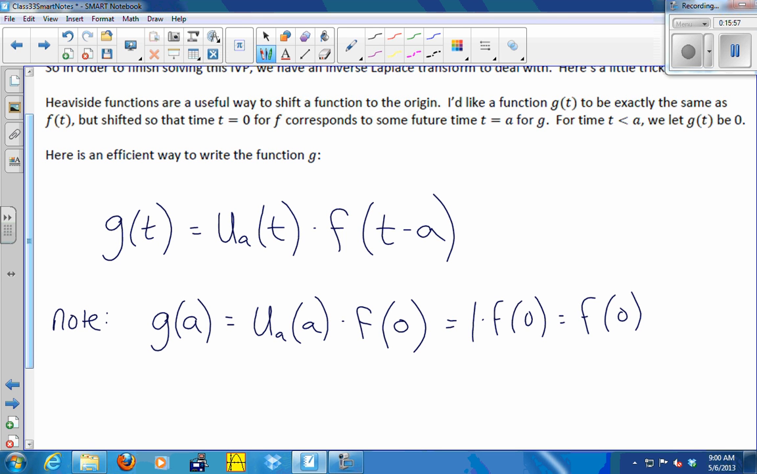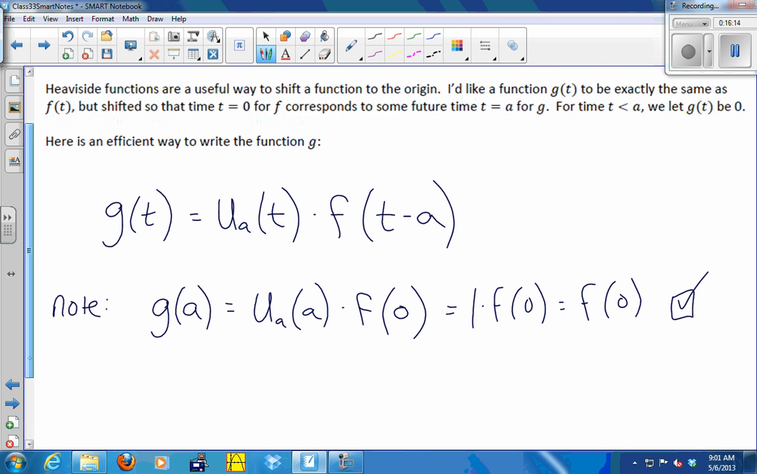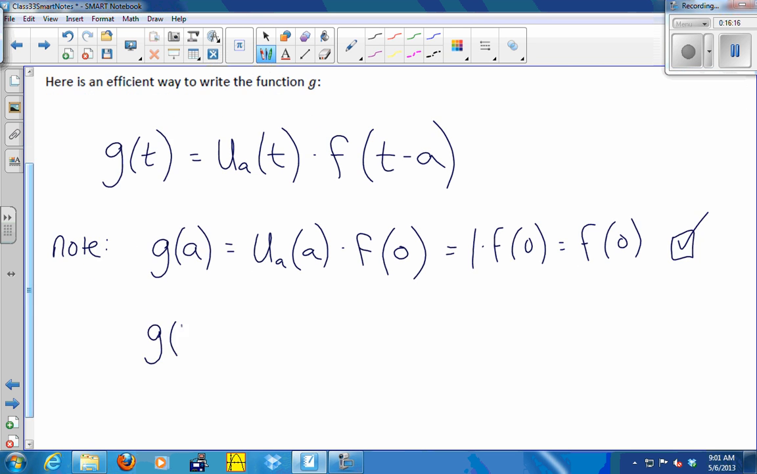I want g of a to correspond to f of 0, because g of t is supposed to be a shift a units to the right of f of t. So that gives us exactly what we want there. And if I were to do, say, g of b, where b is some time after t equals a, this is going to be u sub a of b times f of b minus a. Plugging in t equals a plus b. I meant to do a plus b, sorry.